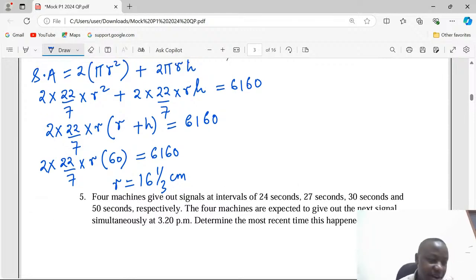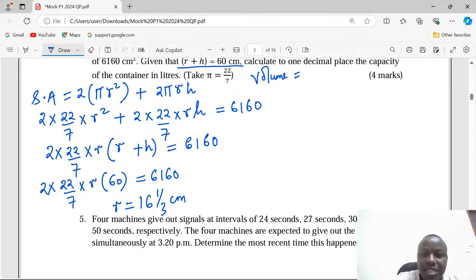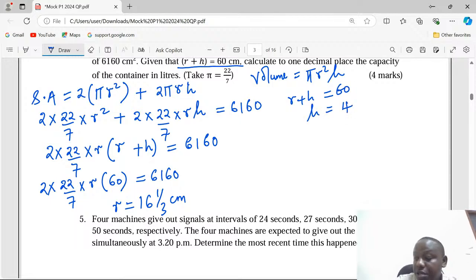Now with the value of r, we can continue to calculate to 1 decimal place the capacity of the container in liters. Capacity means we first of all get volume, and we all know that the volume of a cylinder is given by the cross-section area, which is circular, so pi r squared multiplied by height. Height can now be gotten because we said r plus h equals 60, then h is 43 and 2/3 centimeters.